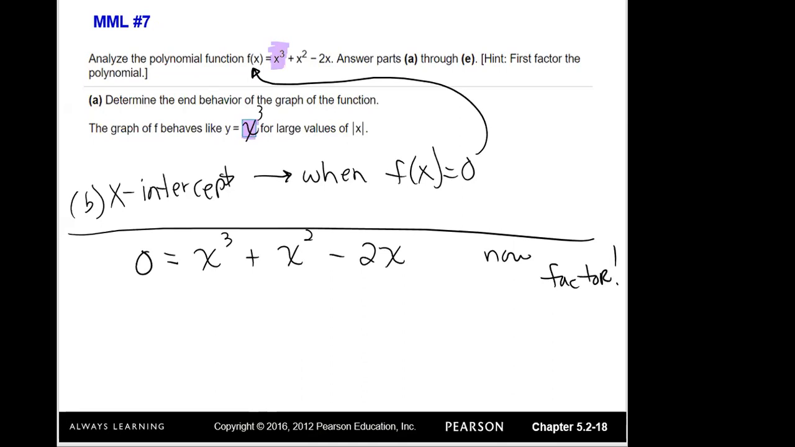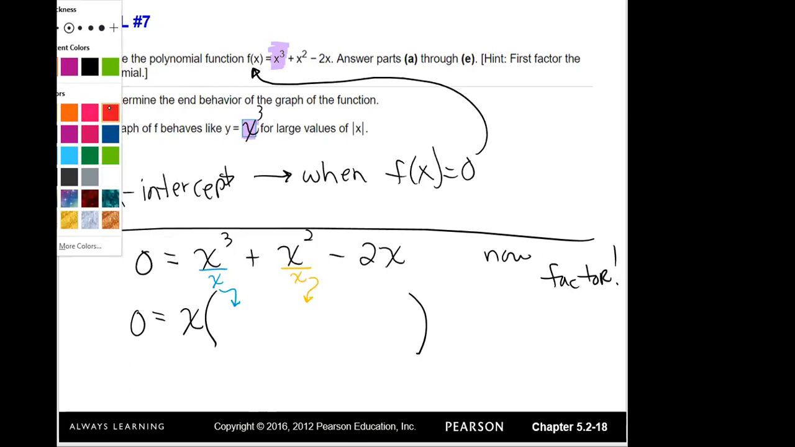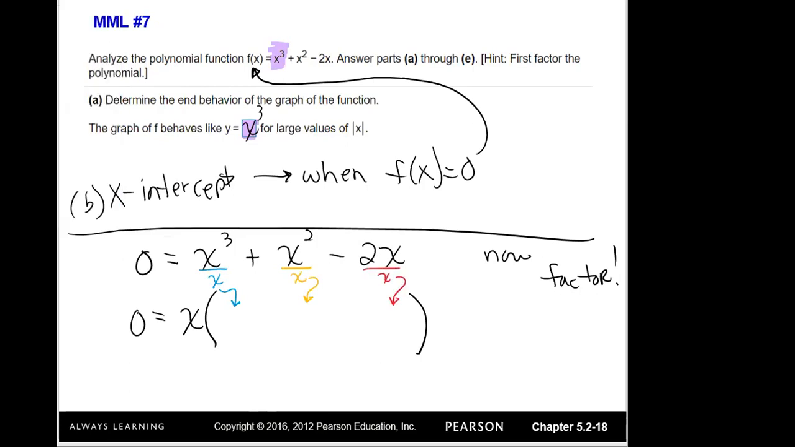I have an x cubed, then an x squared, and then a minus 2x. The one thing they all have in common is an x. So I'm going to factor out an x from all three. What is x cubed divided by x? That's x squared. What is x squared divided by x? That's x. And 2x divided by x is 2. And I still have the plus sign here and the minus sign there.